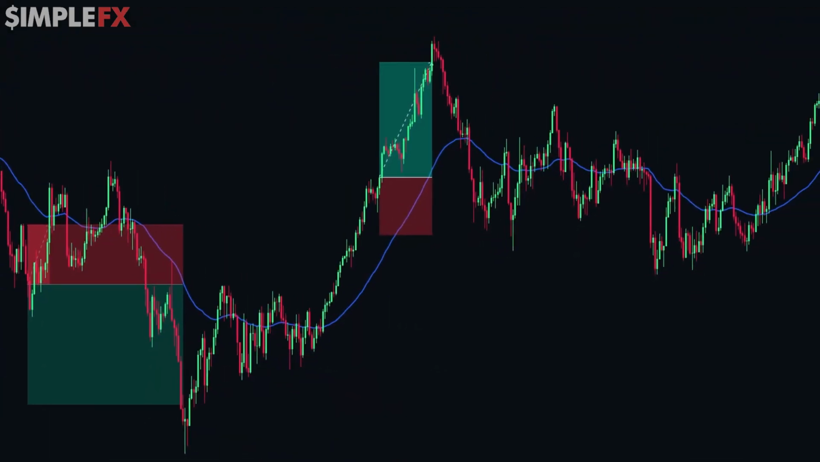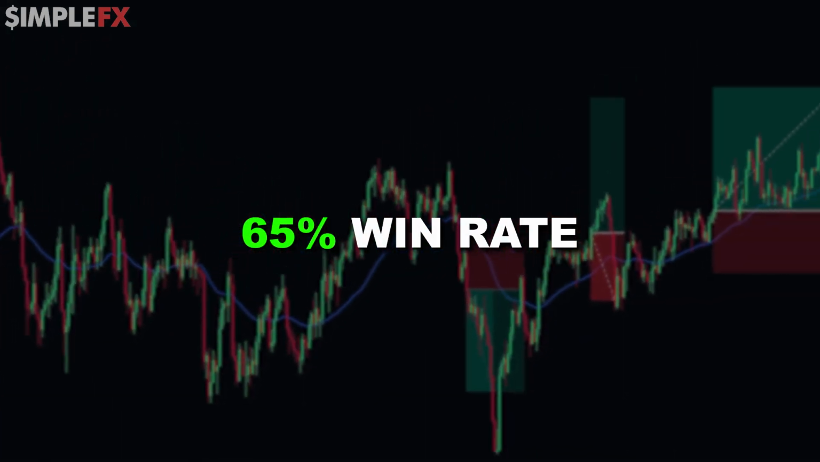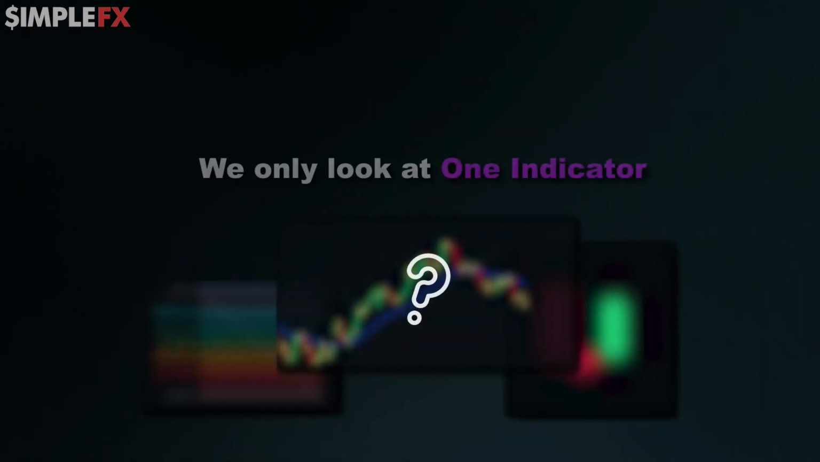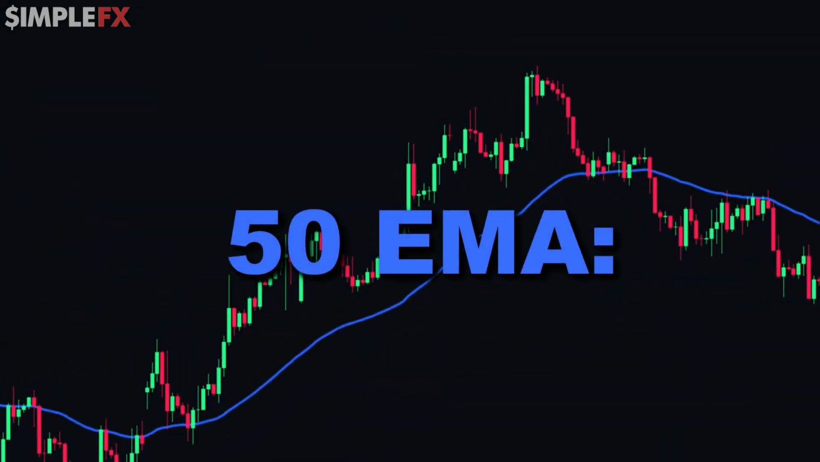I've also done a backtest of it, and it came out with a staggering 65% win rate, which is pretty good for just a simple strategy. So let's get started. The strategy is so simple. We only look at one indicator and we don't have to think about anything else. And that indicator is the 50 EMA.